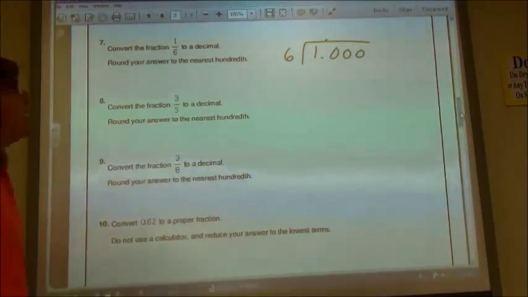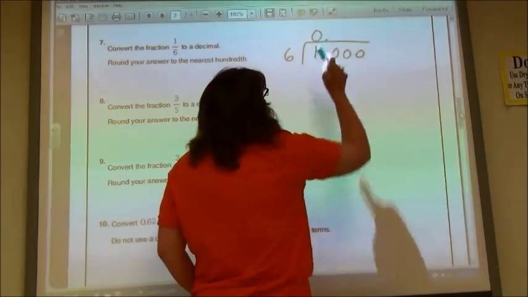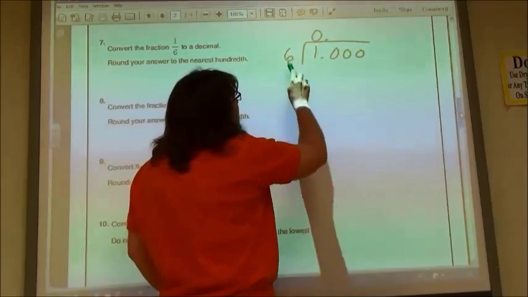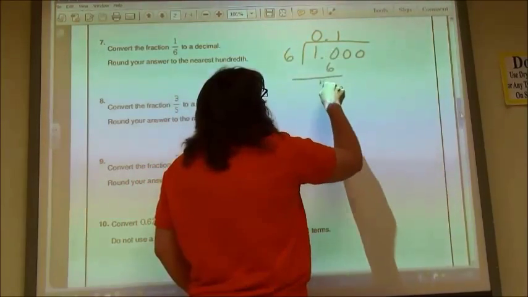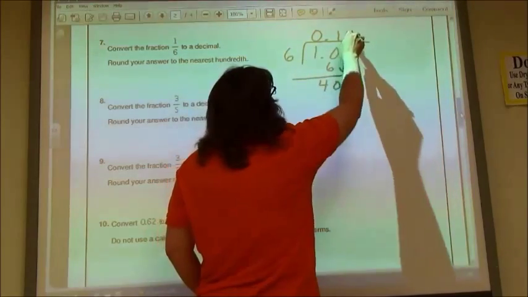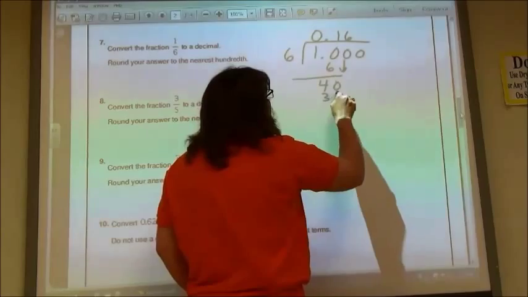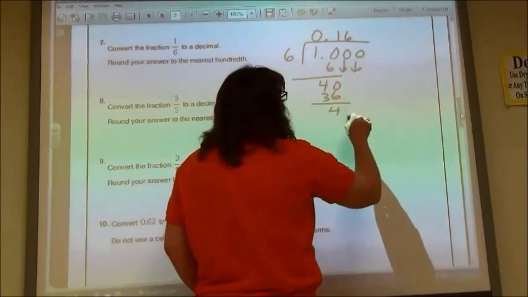And so in this case, 6 doesn't go into 1 since that's before the decimal. I'm going to put the 0 up there because it looks pretty. 6 goes into 10 one time, and I subtract and get 4. Bring down my 0. 6 goes into 40 6 times. 6 times 6 is 36, and I get a 4 again and bring down my 0.